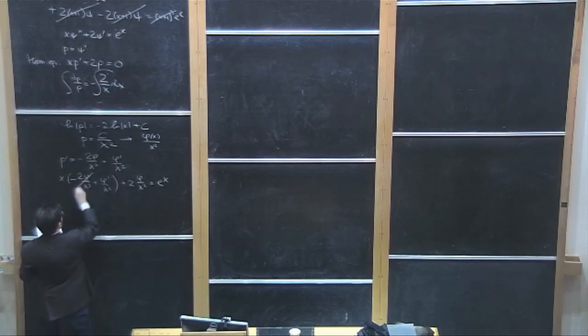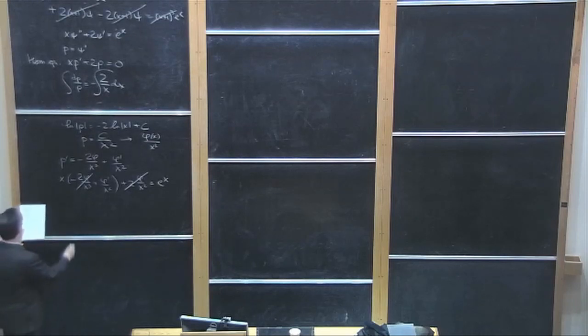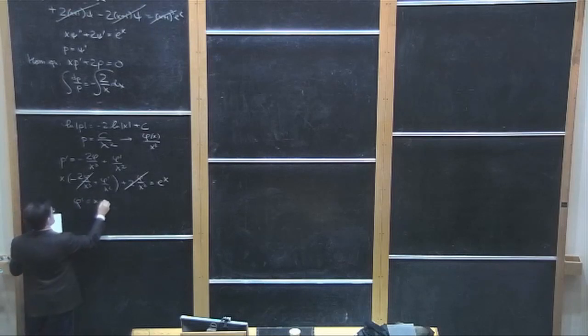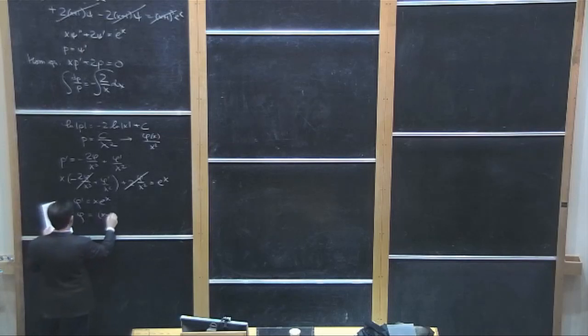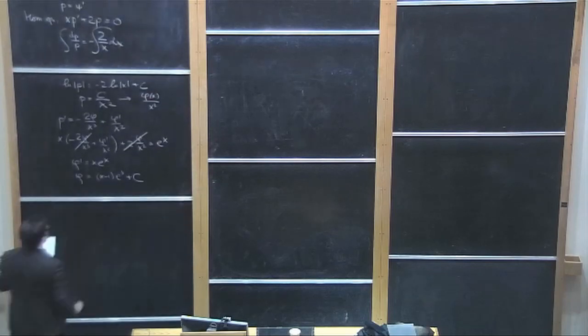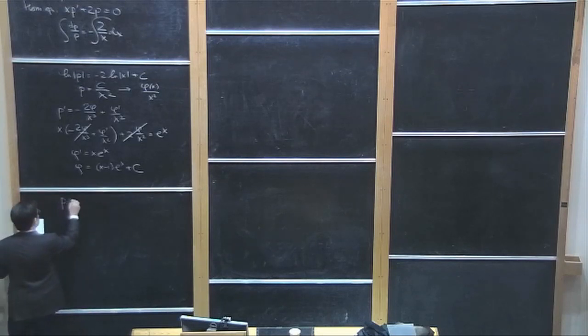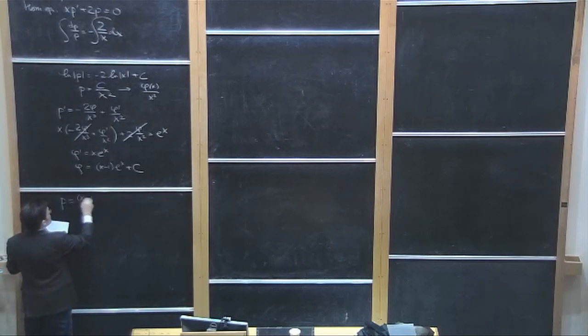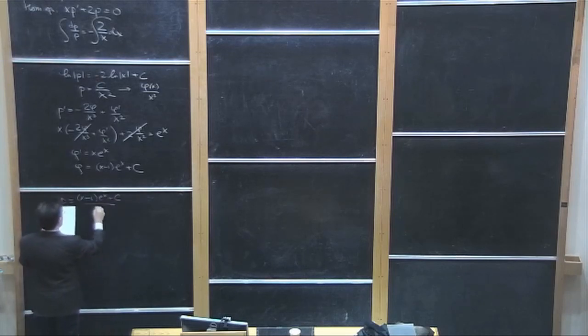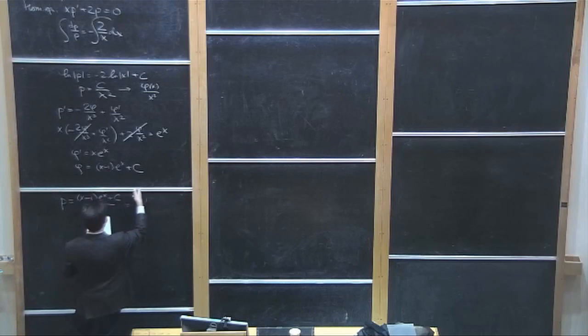So again, non-miraculously but entirely expectedly, the term proportional to phi cancels, and I get phi prime equals x e to the x, and so phi, when I integrate it, is equal to x minus 1 e to the x plus c. All right? So now let's assemble it all together. The p function was phi divided by x squared, so that's x minus 1 e to the x plus c over x squared, and that was equal to psi prime.